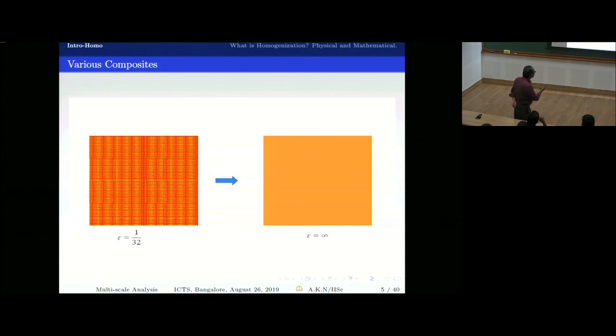Of course, this may not be realizable. This is a kind of realizable thing, and this is not the realizable thing, but as epsilon becomes smaller and smaller, it tends to this one.